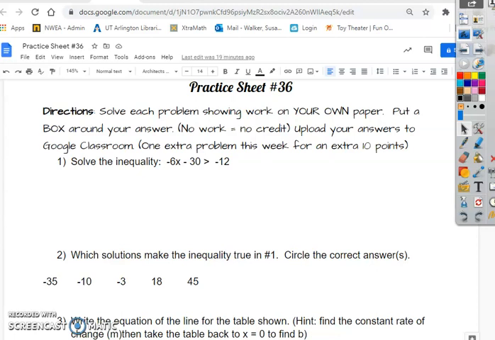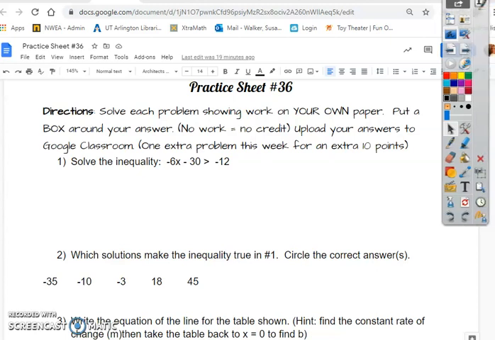Hey everyone, we are working on practice sheet 36. Okay, so we're going to start with an inequality. I know it's an inequality because of this symbol right here. This symbol is greater than.